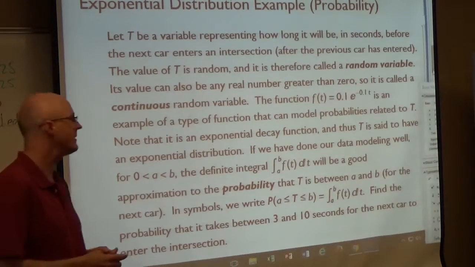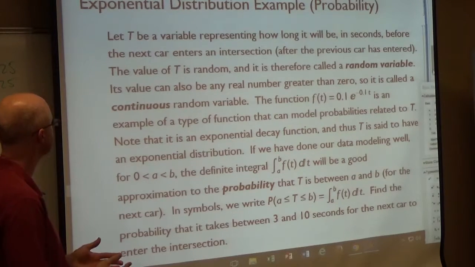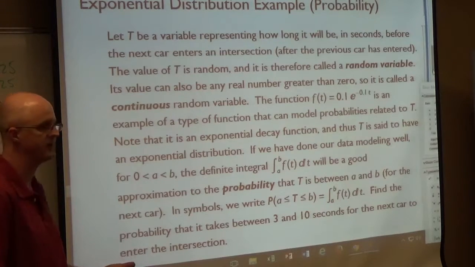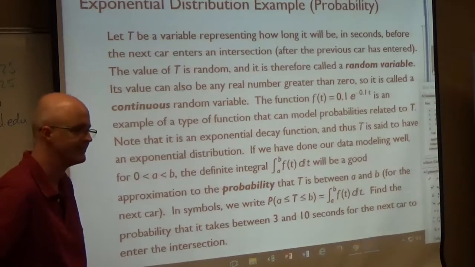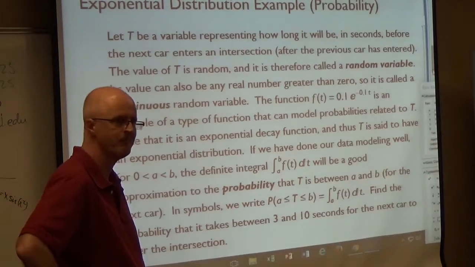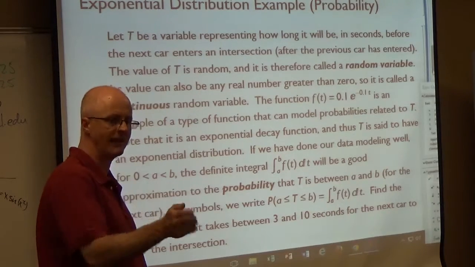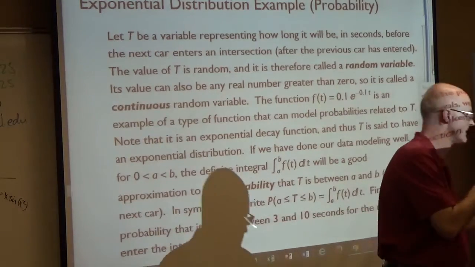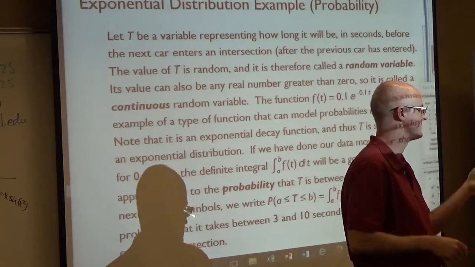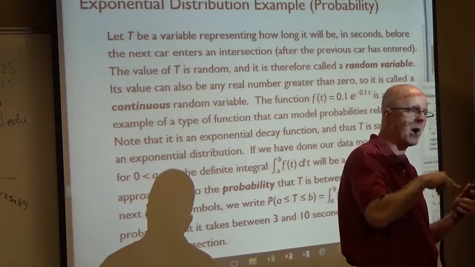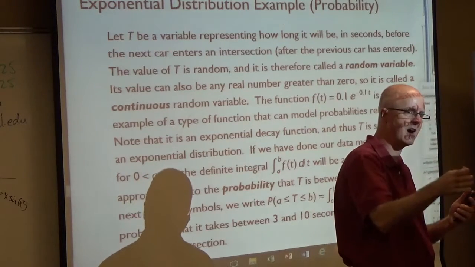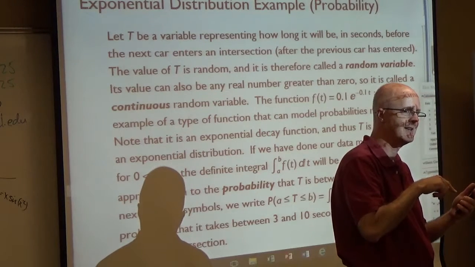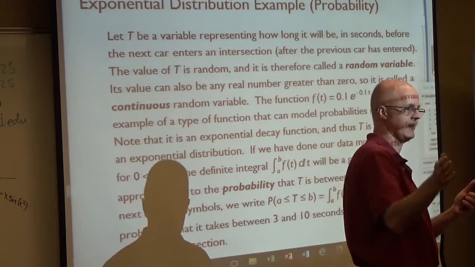Let t be a variable representing how long it will be in seconds before the next car enters an intersection, time after the previous car has entered. So you're standing by an intersection, watching the cars go by. A certain car enters the intersection. You start your stopwatch on your phone. As soon as that car enters, you hit the stopwatch, and you see how long it is till the next car enters.